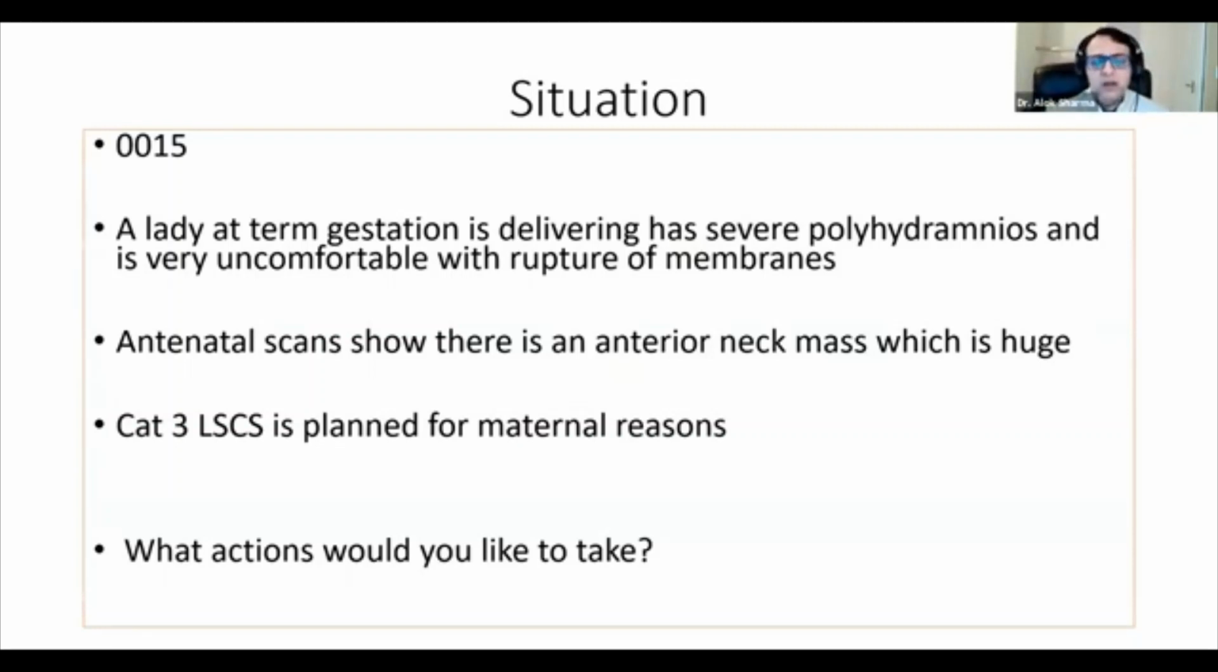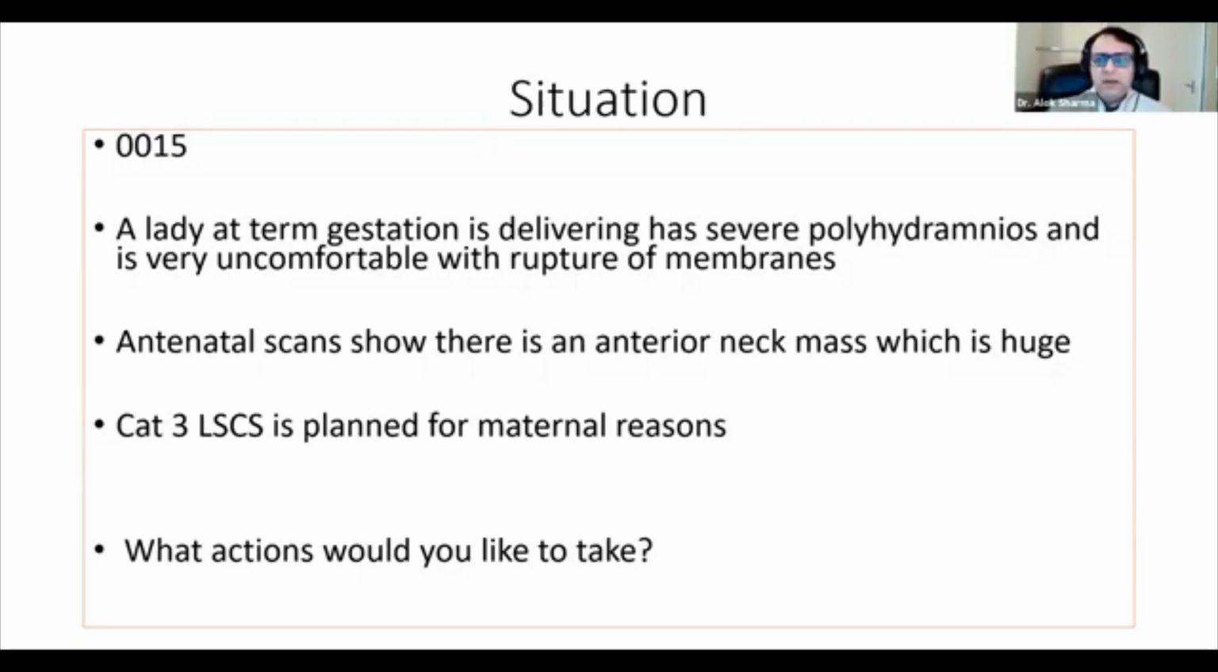So I'm going to give you a small example. So midnight in my hospital, 6 months back, we had a baby being born, a woman giving birth to a term baby who had severe polyhydramnios. Now, the polyhydramnios was so severe that she ruptured membranes and she was extremely uncomfortable. So actually, our obstetric team informed us that the baby has very severe polyhydramnios. The antenatal scans showed a large anterior neck mass, massive. And they had planned at that time to take this mother for a category lower segment cesarean section.